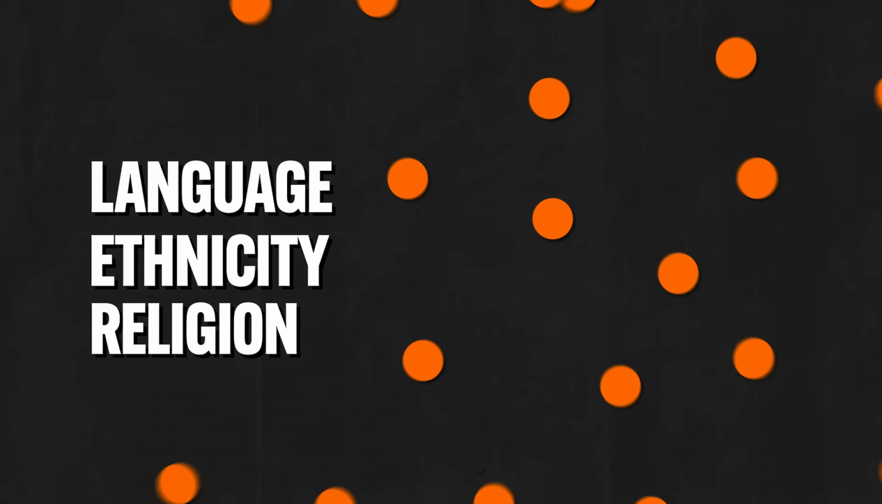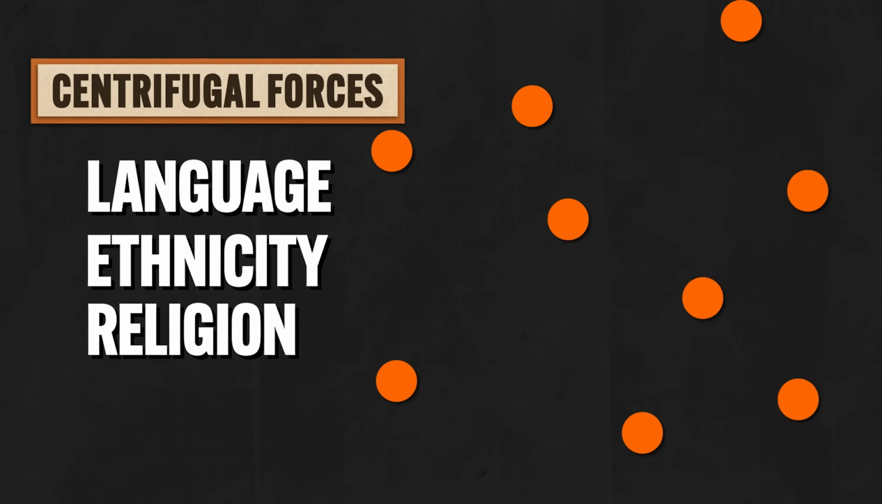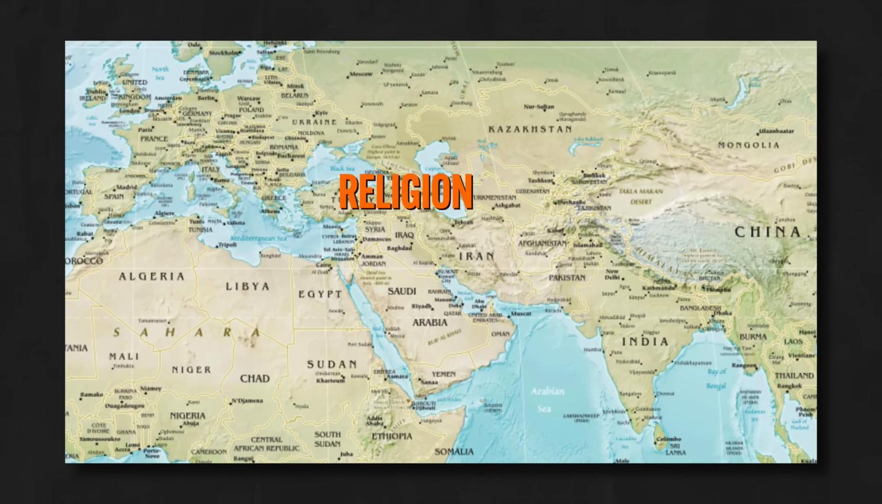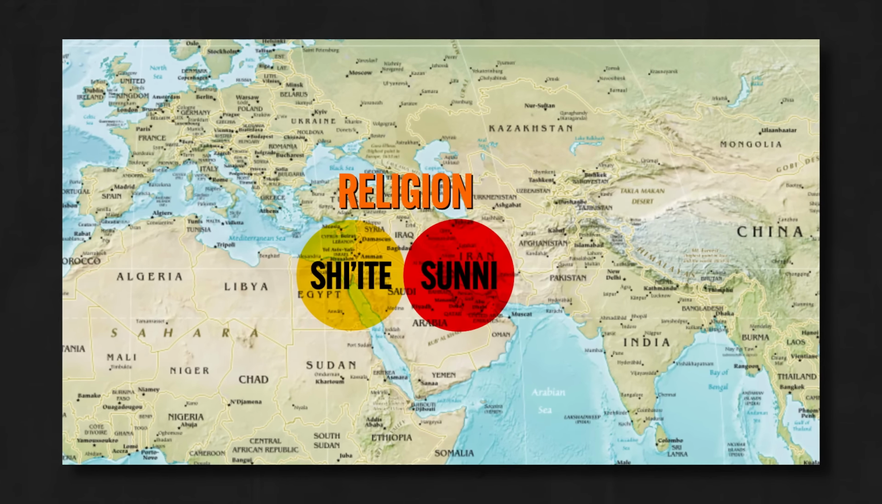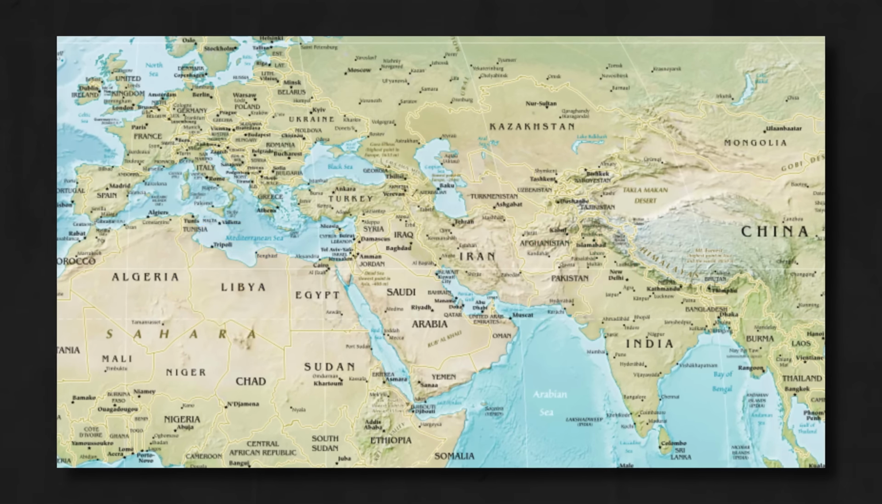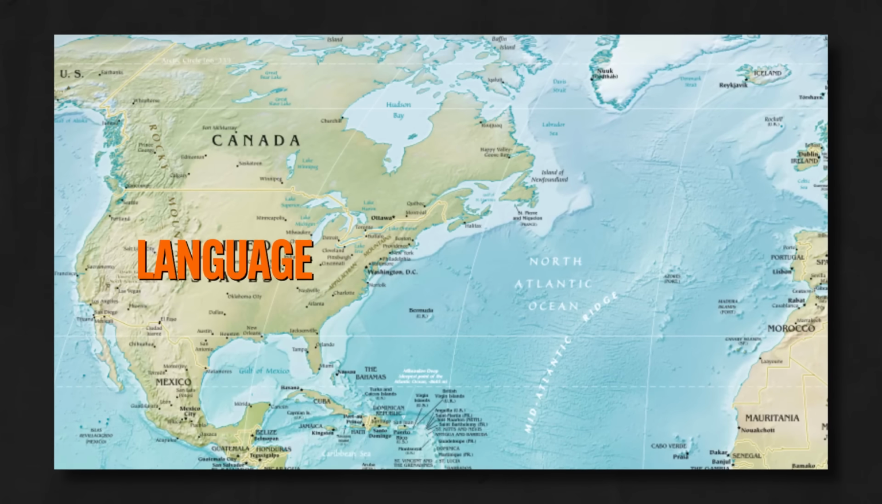However, when these 3 factors drive people apart, they are known as centrifugal forces. So in terms of religion, in some Islamic countries, there can often be tension and sometimes violence between 2 different sects of Islam, the Shiite and the Sunni. Now, they're both Muslim, but the differences between these 2 versions of Islam can sometimes drive them apart. In terms of language as a centrifugal force, you can see this debate here in the United States.